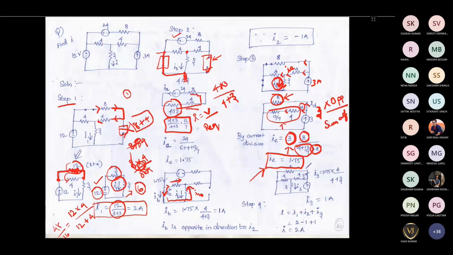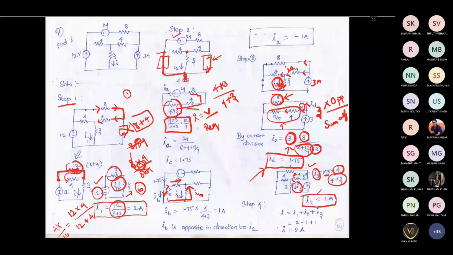So you can consider this path. IE is entering this path, so it is going to divide. What do we need to find? We need to find I3. So I3 is equal to the total current entering this path, IE, that is nothing but 1.75 ampere, into the opposite resistance. The opposite resistance for this is 4 ohm divided by the sum of the resistances, so 4 divided by 7. Here we are going to get I3 as 1 ampere.